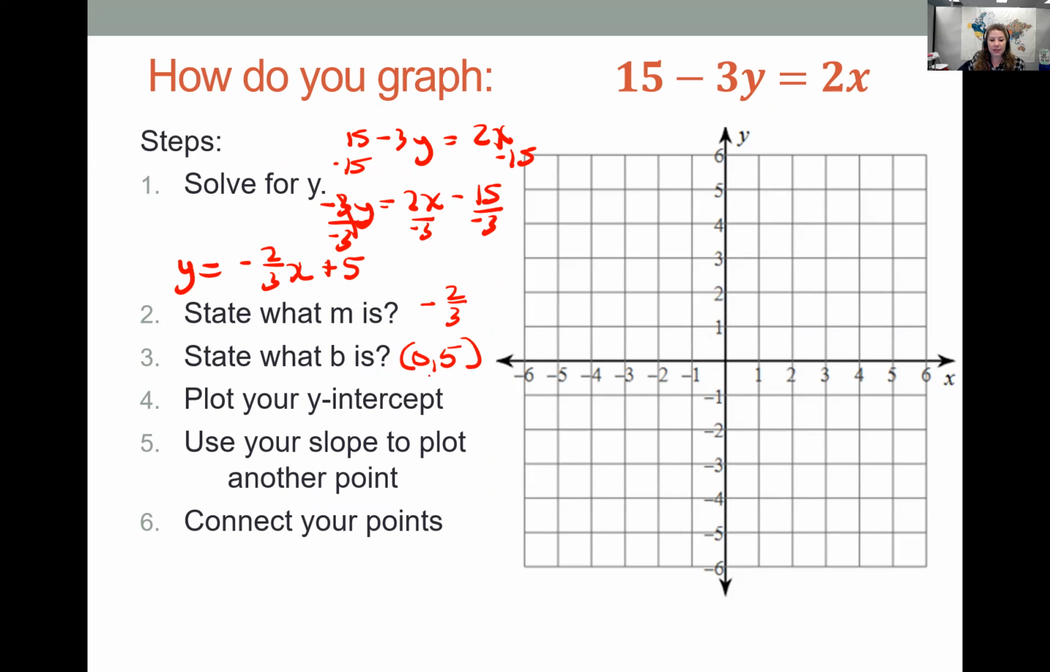So our y-intercept, we always start at the y-intercept. That's our beginning step. So we're going to go up here to 0, 5. All right, so first of all, if you notice, our slope is negative. So remember, if our slope is positive, it's going to go up and to the right.